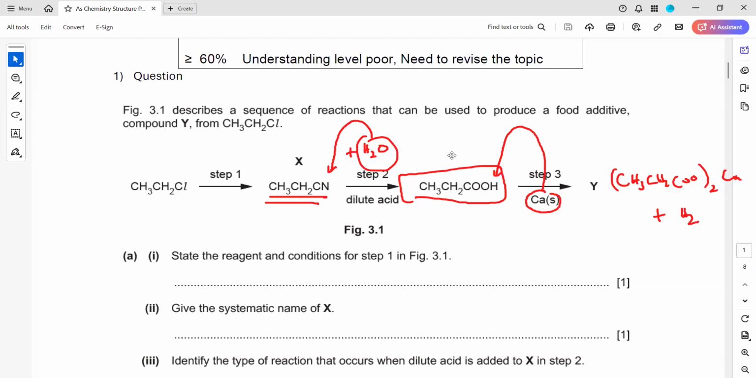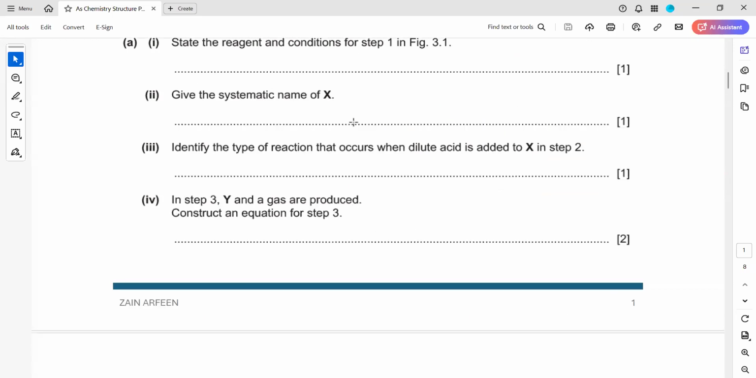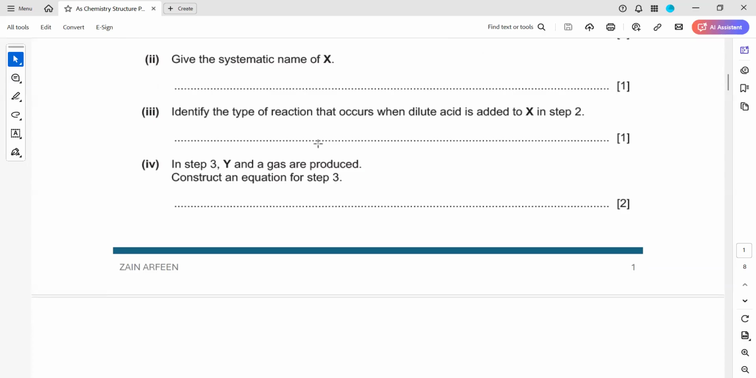So remember, whenever a nitrile group, the CN group, forms a carboxylic acid, we call that hydrolysis. And hydrolysis can be acid hydrolysis or base hydrolysis. So identify the type of reaction that occurs when a dilute acid is added to X in step 2. We call that hydrolysis.